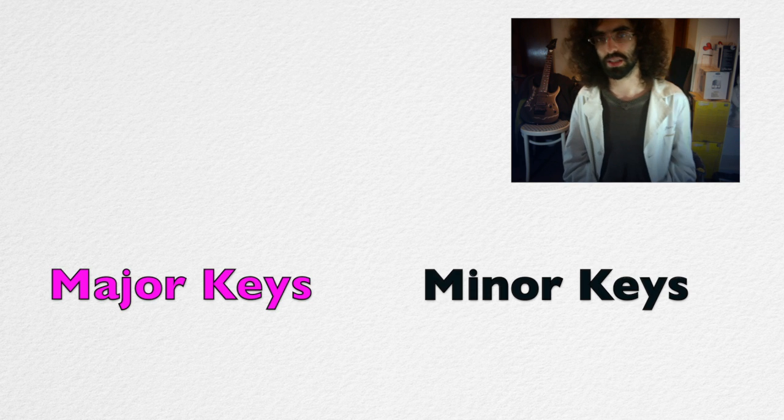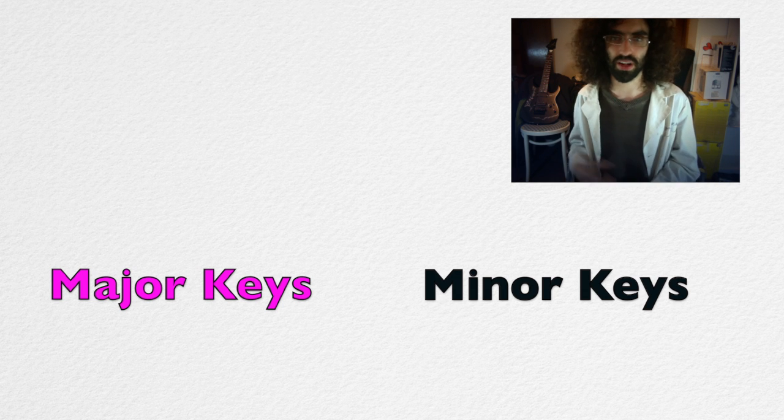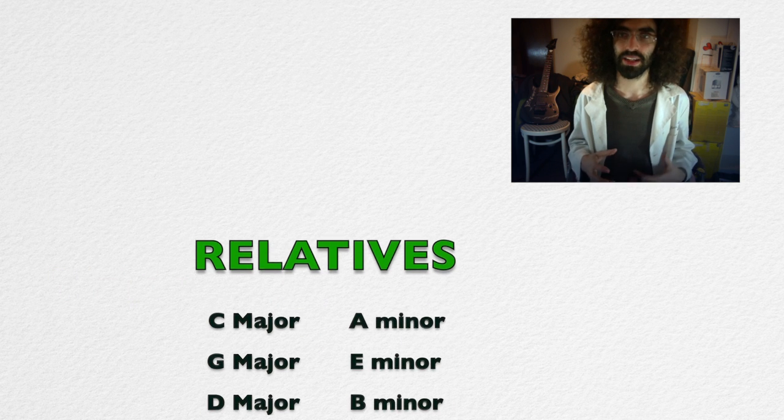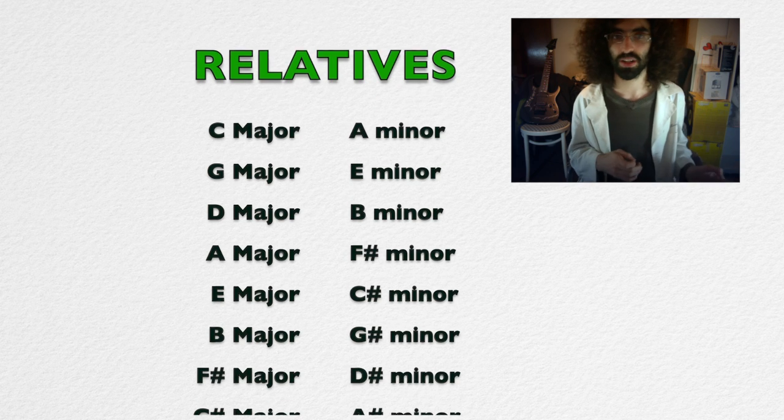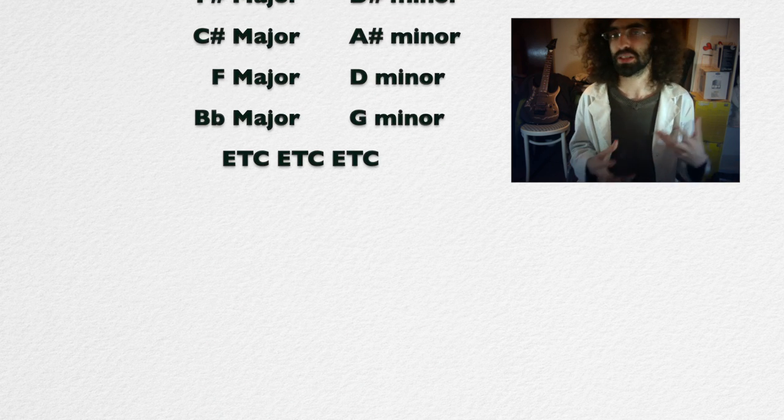Just like you have major scales and minor scales, you have major keys and minor keys. So major keys and scales generally sound lighter and happier, and minor keys sound a little darker. And every major key has a related minor key that uses the same key signature but treats the notes in a different way to make things darker.